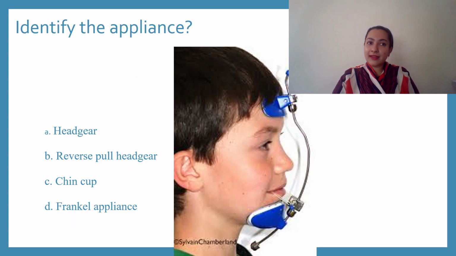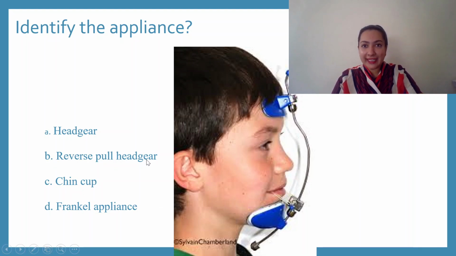Moving on. Again, identify the appliance. All the questions are identification because all of these are image based questions, right? So what do you see here? You see a teenage boy with a component present in the forehead, with a component present in the chin, and elastics. Please note, there are elastics attached from the appliance intraorally. So this is a reverse pull headgear.